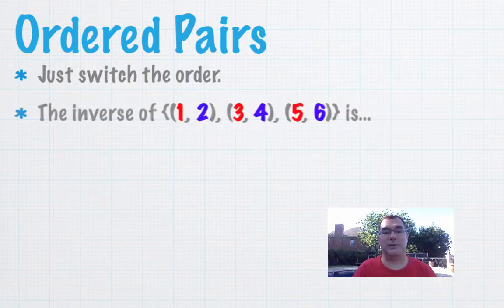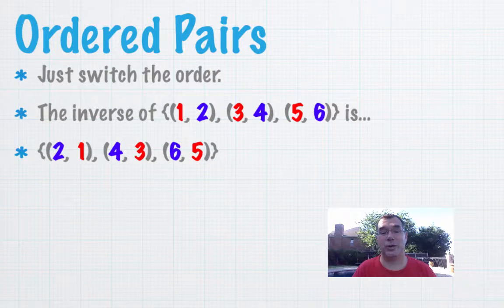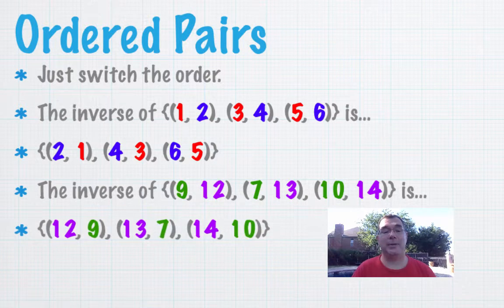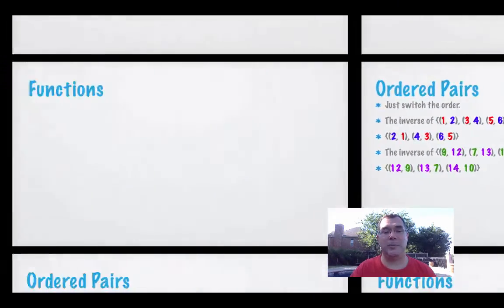If I have a list of ordered pairs like 1 and 2, 3 and 4, 5 and 6, the red numbers are my x's, the blue numbers are my y's, so if I want the inverse of that, I just switch the order. 1 and 2 becomes 2 and 1, 3 and 4 becomes 4 and 3, 5 and 6 becomes 6 and 5. Similarly, if I have 9 and 12, 7 and 13, 10 and 14, that becomes 12 and 9, 13 and 7, and 14 and 10. I just switch the order in each pair.